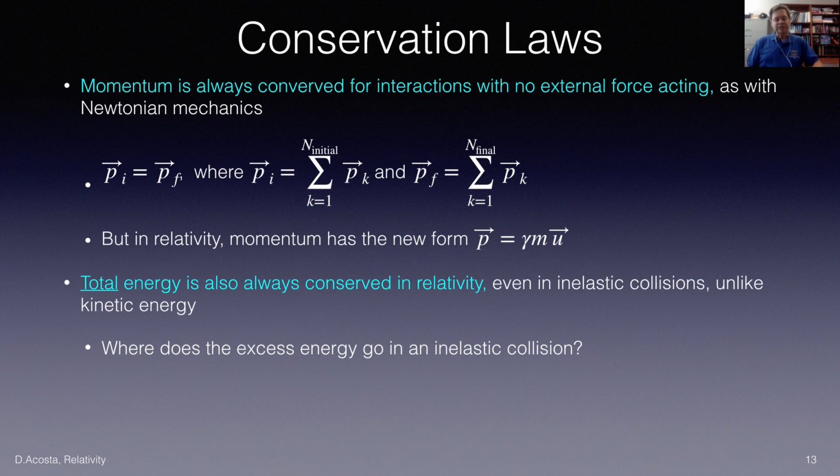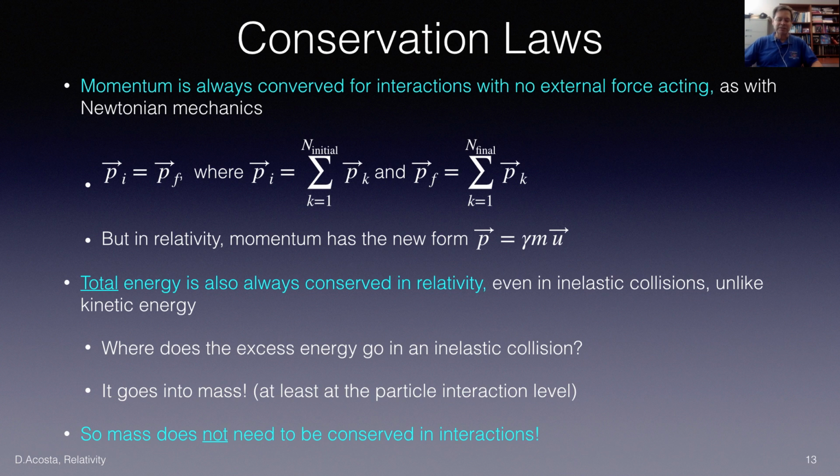So where does the excess energy go from the kinetic energy in an inelastic collision? If I have an inelastic collision and kinetic energy is not conserved, if it's less, where does the rest of the energy go? Well, turns out it goes into mass, at least at the particle interaction level. So if you had excess energy beyond what was required for the kinetic energy, the extra energy is going into the mass of the system. So a new feature of relativity in reactions or interactions is that the mass does not need to be conserved in interactions. That is not a conservation law.